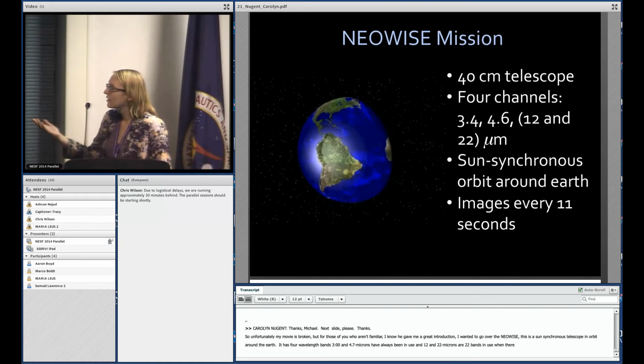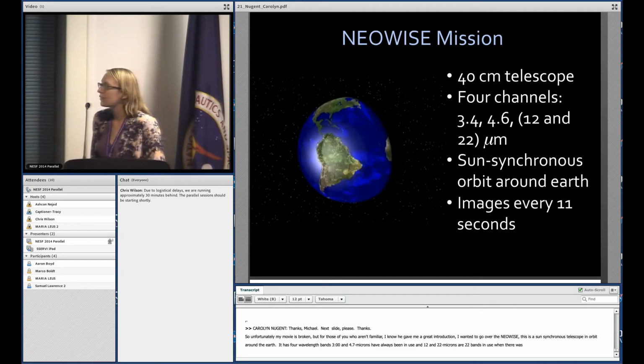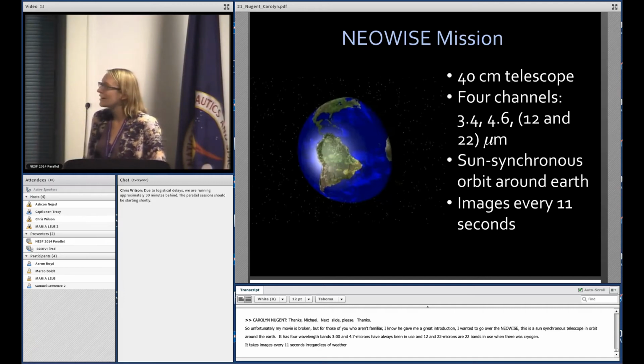As I said, it's in sun-synchronous orbit around Earth, and it takes an image every 11 seconds, regardless of weather. You know, everything's very beautiful. Weather's always clear in space, and it's always night, so that's great.